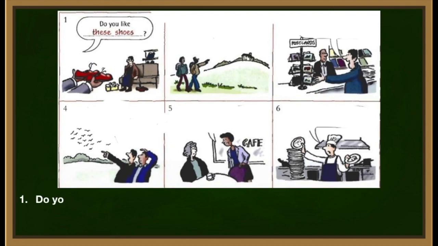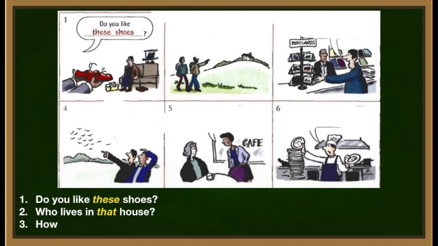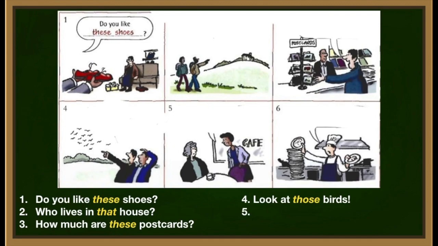Let's look at this picture and try to answer. Number 1, do you like these shoes? These shoes because the shoes are close to you. Who lives in that house? That house because singular, one house, and that, far from you. How much are these postcards? We use these because they are close to us, and postcards, plural. Look at those birds. Those because the birds are far from you.